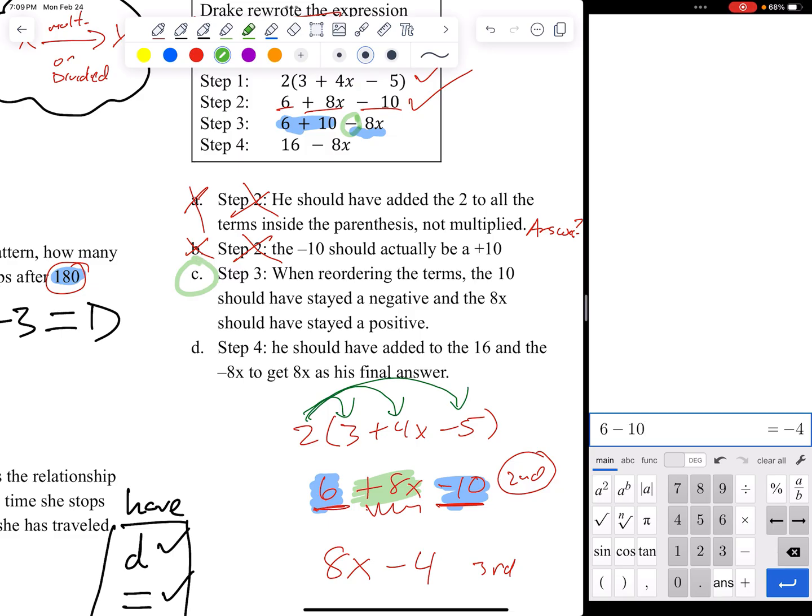Okay? So when reordering the terms, the 10 should have stayed negative. Yes. Okay, that is true. The 10 should have stayed negative. And the 8x should have stayed positive. Yes, that is true. Okay. So step number 3 was wrong right there. Okay. And right away, can you see our final answer? Right? Final. It's different. So that's how we know they messed up somewhere.